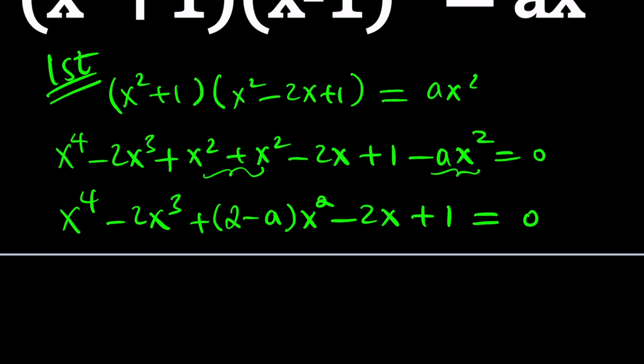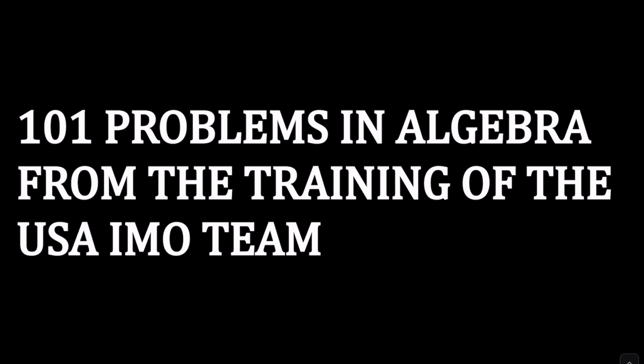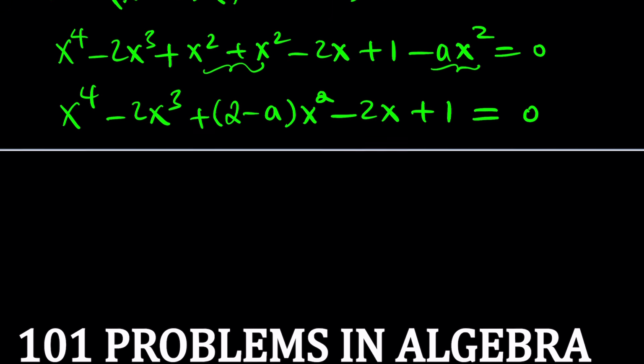Great. Now, where does this problem come from? It comes from 101 Problems in Algebra from the training of the USA IMO team. So this problem and many others were used in the training of the United States of America International Math Olympiad team, which is a team of 6 students that compete with other students from about 80 countries. So roughly 500 students worldwide will compete, and they will try to solve 6 problems in 9 hours, and that's over 2 days. Just crazy, right? Insanity.